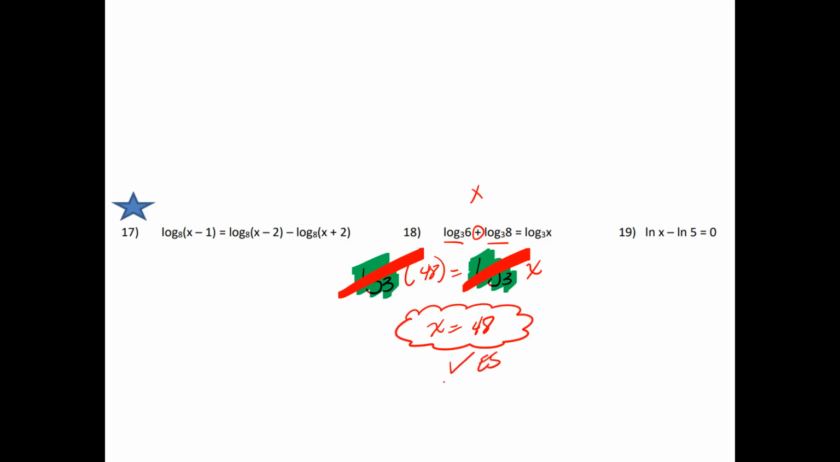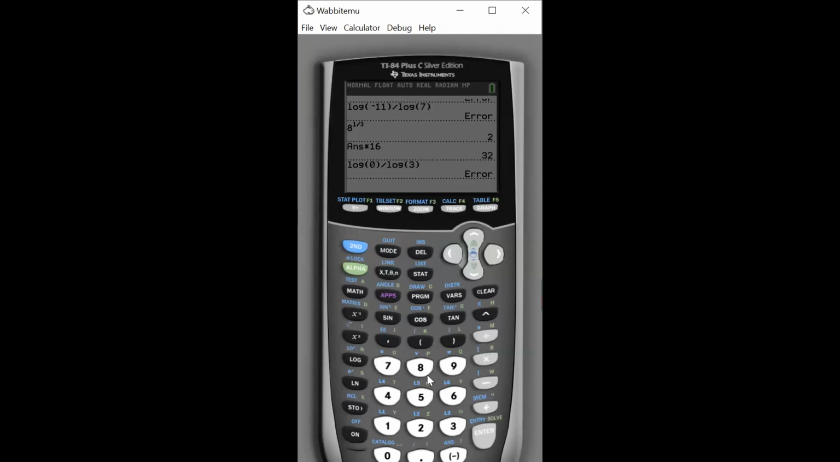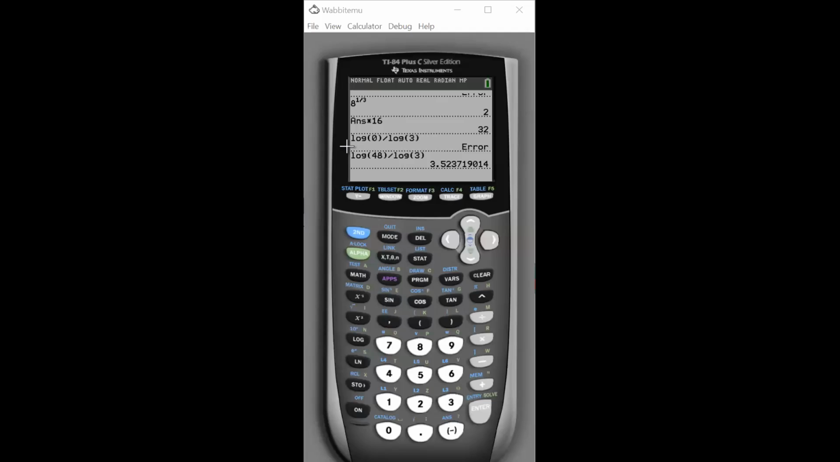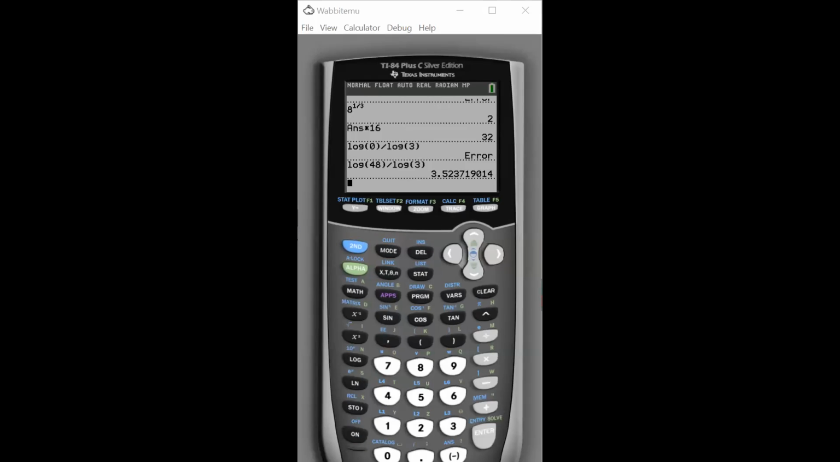Now, make sure you check for extraneous solution. And you can see if I put in the x for log base 3 of 48. And again, if you're wondering whether that works or doesn't, you could definitely try it. So what we're going to do is put log 48, close a parenthesis, divided by the base, log 3. And guess what? It actually does give you an answer. So it is totally fine. So your answer is good, and your answer can be kept as x is equal to 48. And you're done.